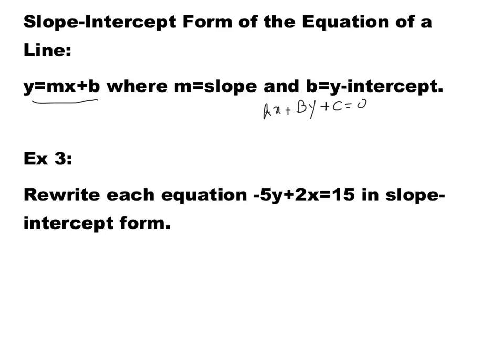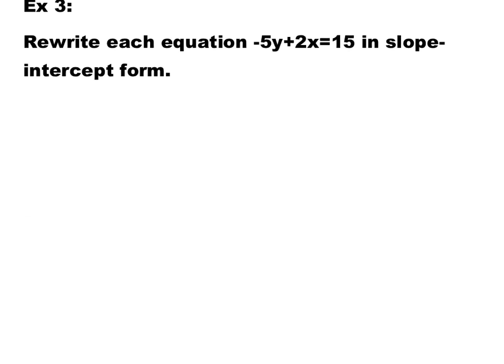In the first example, we are going to rewrite the equation negative 5y plus 2x is equal to 15 in slope y-intercept form. So the equation again is negative 5y plus 2x is equal to 15. Since I have to have the form y equals mx plus b, I'm going to move 2x to the right and change the sign, so it becomes negative 5y is negative 2x plus 15. Now I'm going to divide by negative 5.